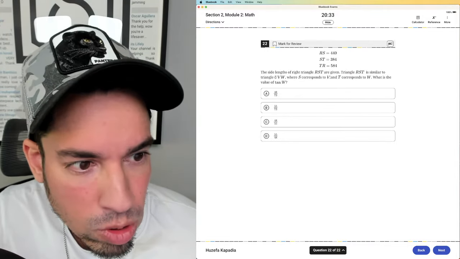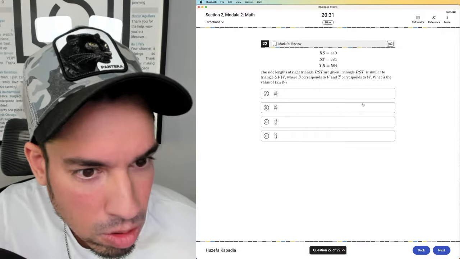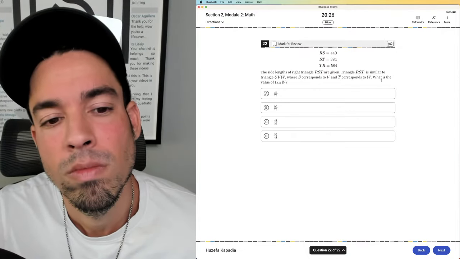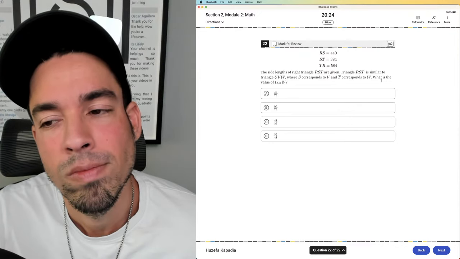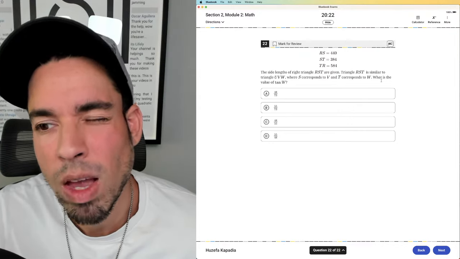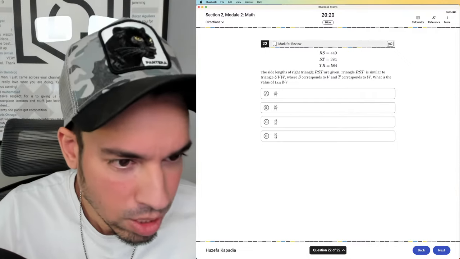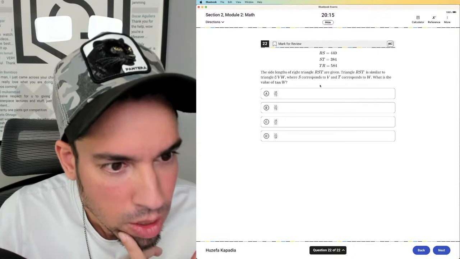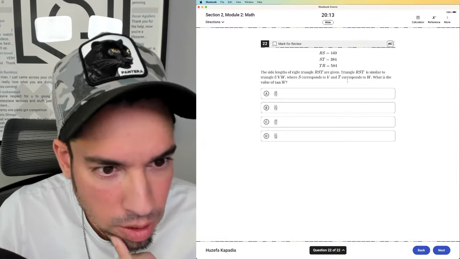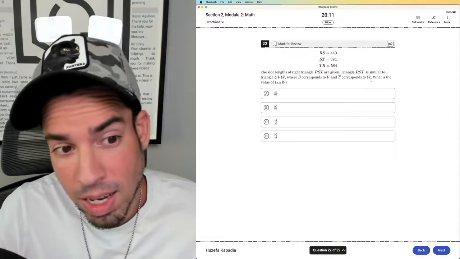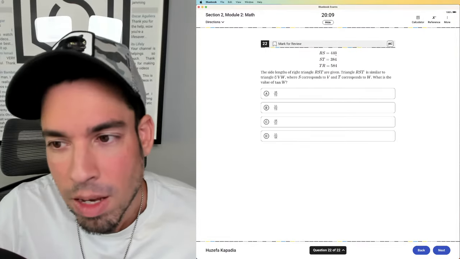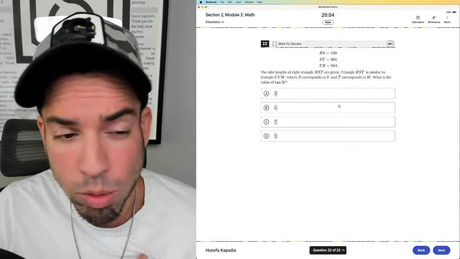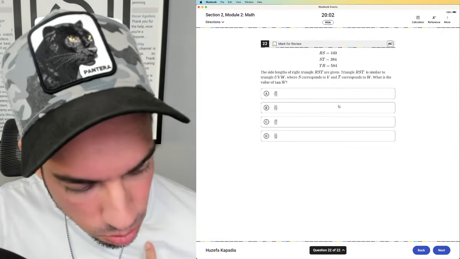Last but not least, 22, side lengths of a right triangle is similar. I wouldn't recommend using Desmos here. I would say draw it out. It says if you want tangent of W, and W and T correspond, it's the same as tangent of T in this triangle. Gosh, I can't draw it out really, but that's how I would do it. I don't even see a need for Desmos in this one.